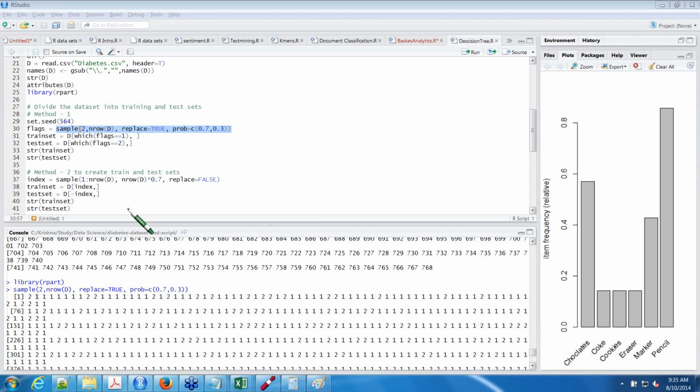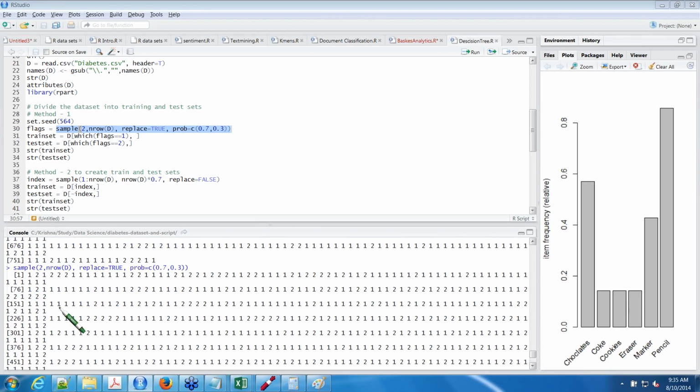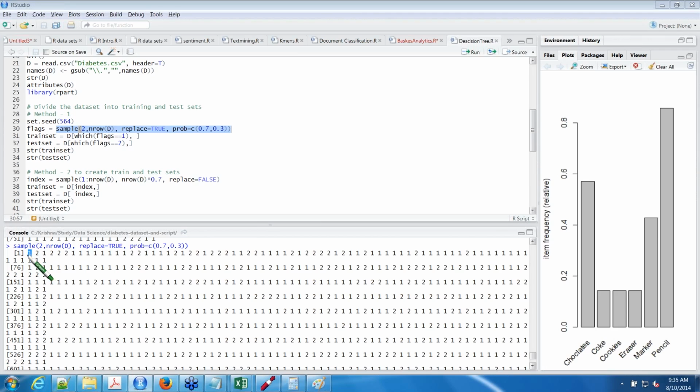Okay. So now if you look at the first record, 1 and 2 represent the sample ID. First record goes to the second sample, second record goes to the first sample, third to the first sample. Again if I rerun, do you see the position is changed? Can everyone see it? The sample position is changed. First record is now first sample. Second record is now second sample. So each and every time you run the sample, it will give random numbers.